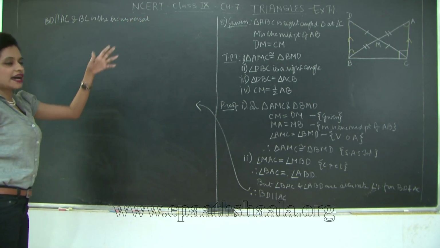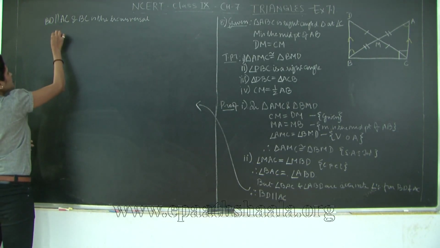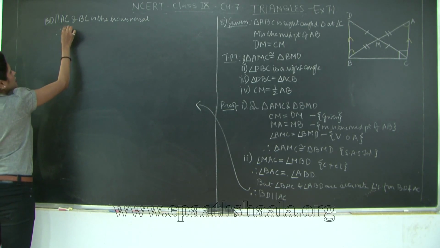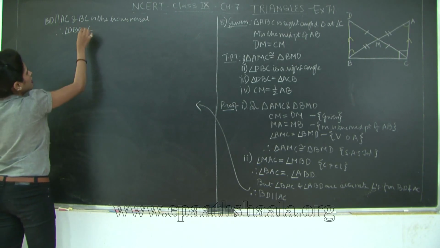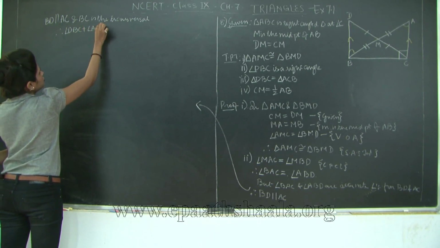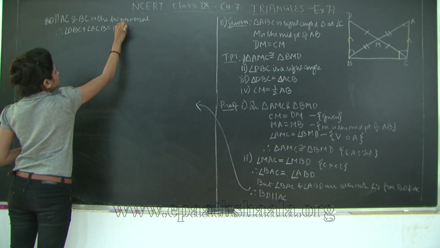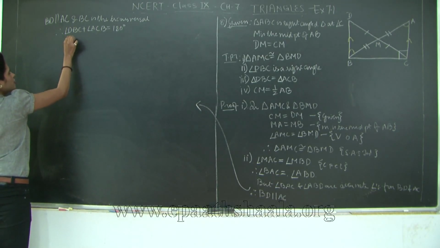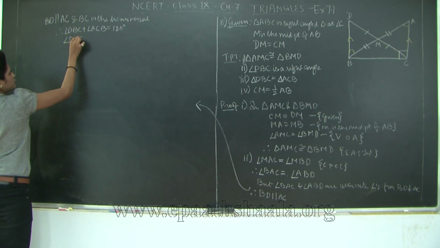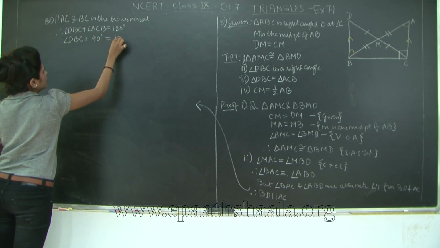Therefore, what do I have? I have angle DBC plus angle ACB is equal to 180 degrees. But angle ACB is given to be 90 degrees. So, I will substitute over here. I will say DBC plus 90 degrees is equal to 180 degrees.